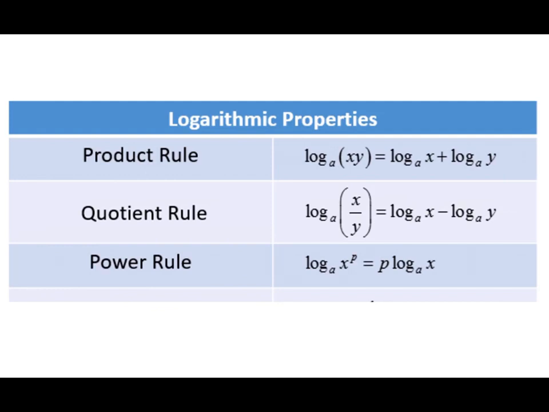When I have two things divided inside of a log, I can expand them to having their own log, but being subtracted. Same way, when I have two things being subtracted with the same base, I can condense them to a single log with the arguments, which is what's in the log, being divided. And then last but not least, the power rule says that when we have an expression inside of a log with an exponent on it, we can bring that exponent down to be the coefficient of the log.